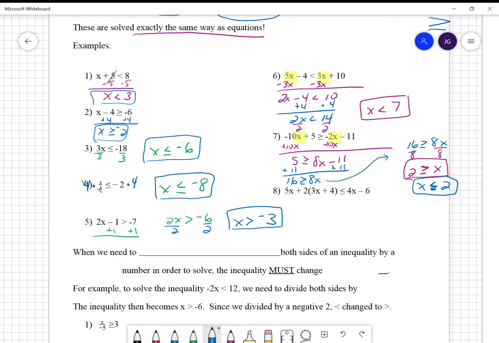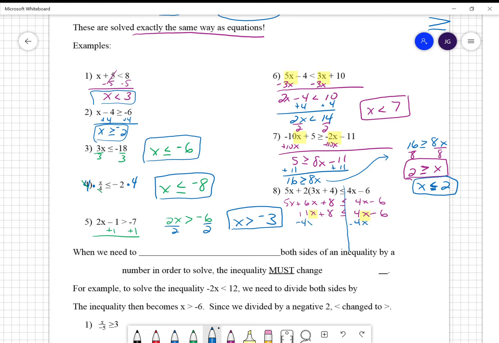All right, number 8. This inequality is longer yet. I'm going to distribute first. 5x plus 6x plus 8 is less than or equal to, nothing I can do on the right, so I'm just going to write it down. Combine like terms on the left. 11x plus 8 is less than or equal to 4x minus 6. Now I have everything simplified, but I have x's on both sides. I'm going to subtract 4x on both sides because it's smaller than 11.